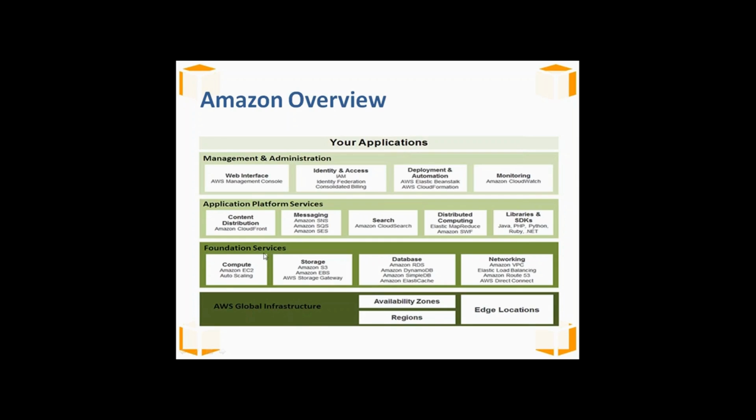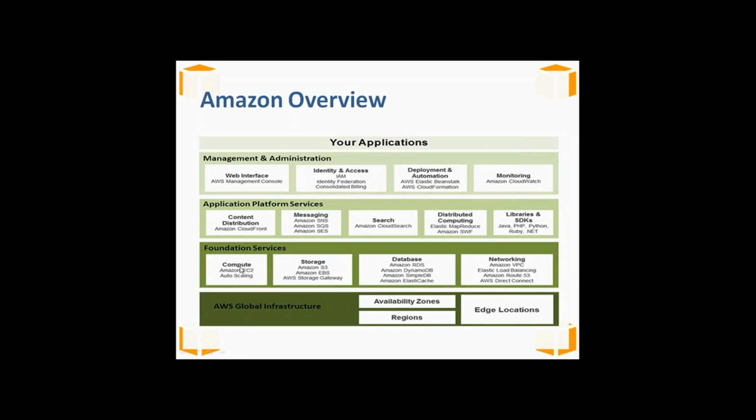Now let's talk more about the foundation services. The Amazon Foundation Services are divided into four. As you can see, the first one is compute, the second is storage, the third is database, and the fourth is networking. These are the four Amazon Foundation Services.